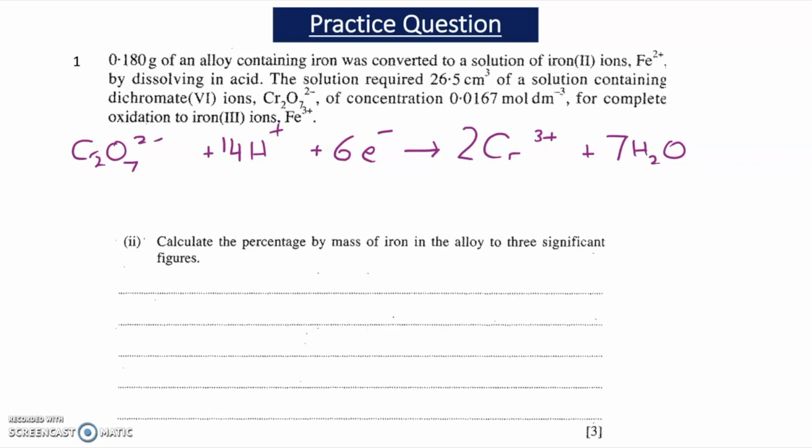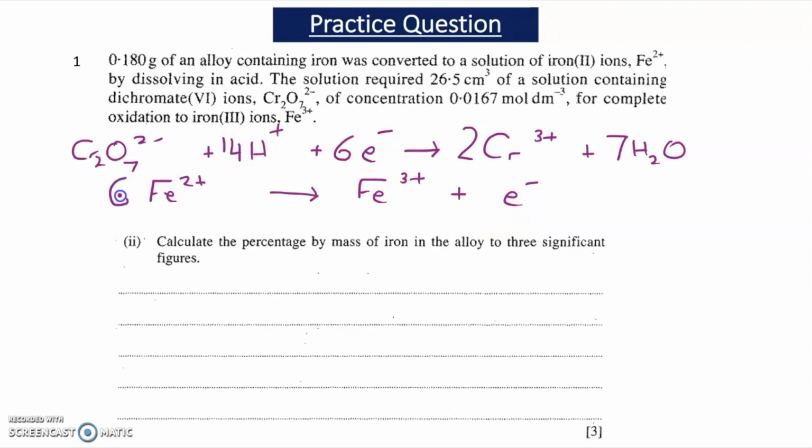So to carry out this calculation, we first have to write the overall equation for the reaction of dichromate and iron 2+. So we've already written the half equation for the reduction of dichromate, and the half equation for the oxidation of iron 2+ was written in the first part of the question.